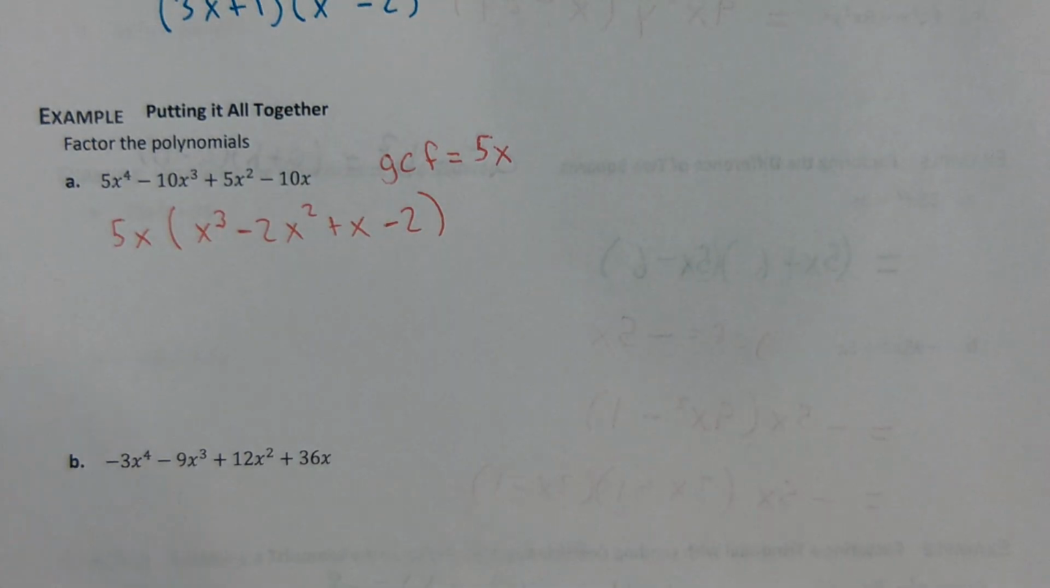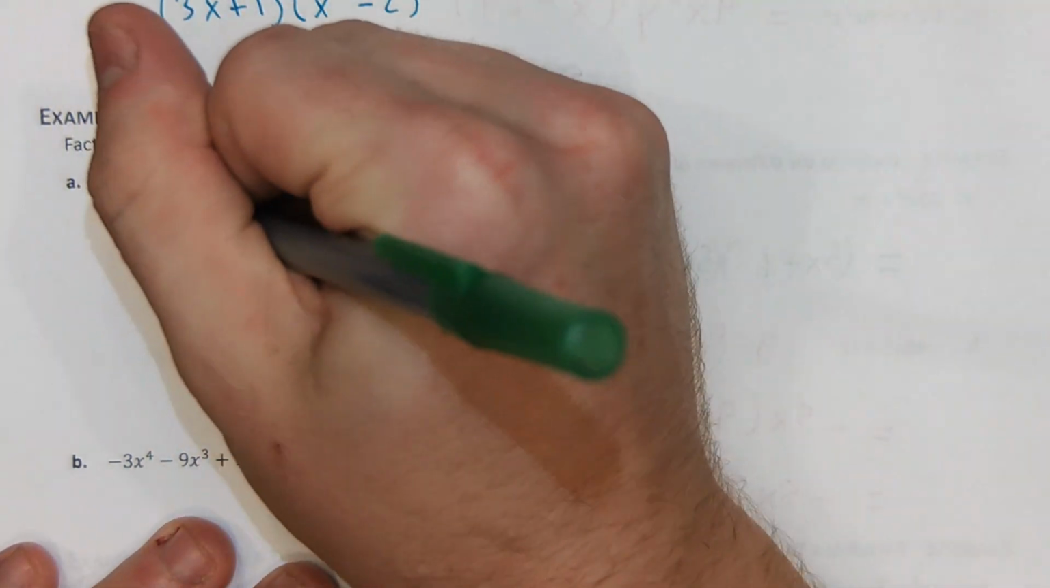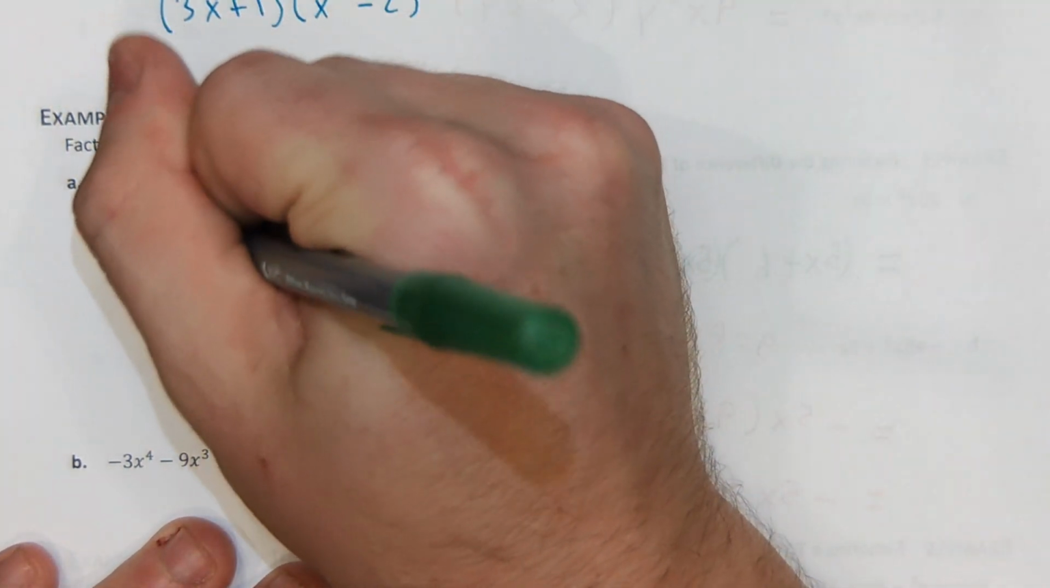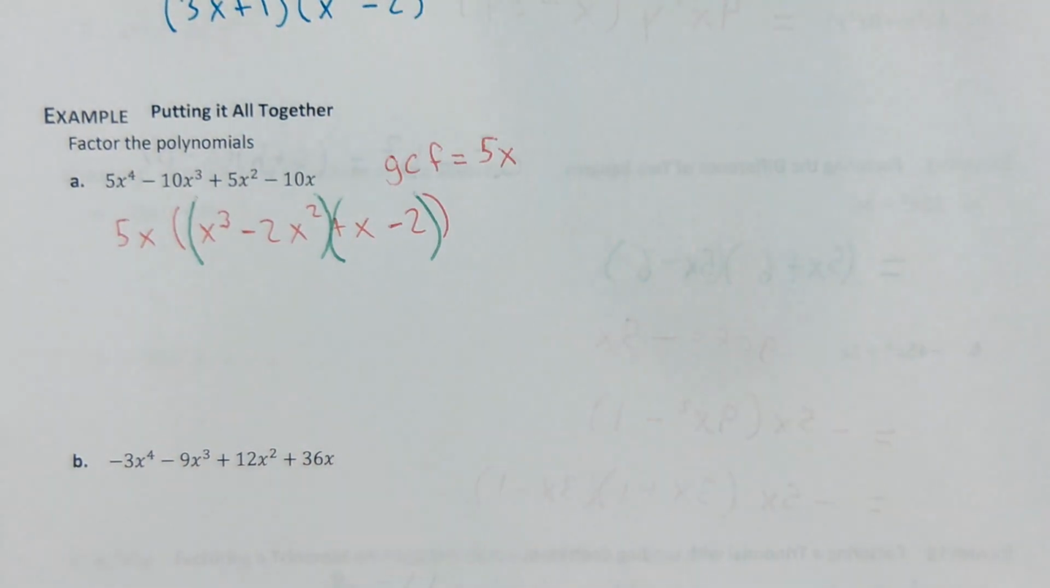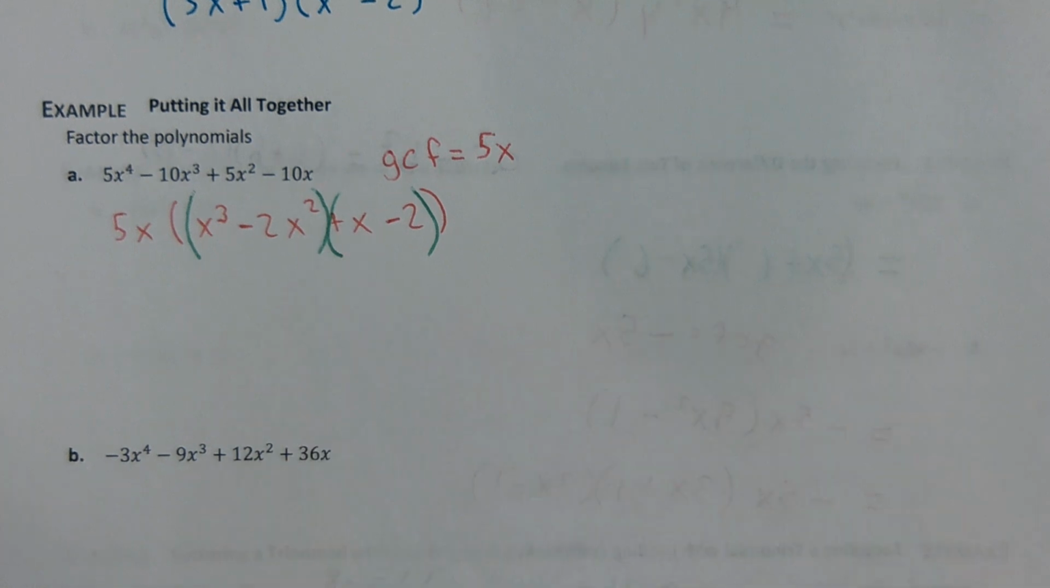We now have a 4-term polynomial, and factoring by grouping right now is our only option. Are there other options in the future? Yes. But for right now, grouping is the only one that we have. So we're going to do this and this, making sure to capture this middle symbol. I always make sure I capture the middle symbol.